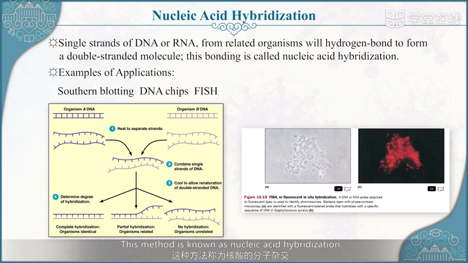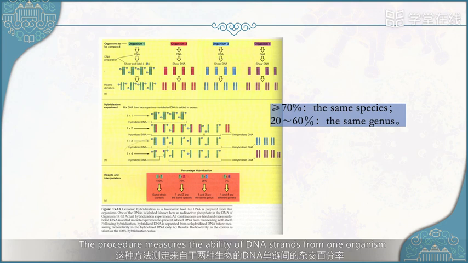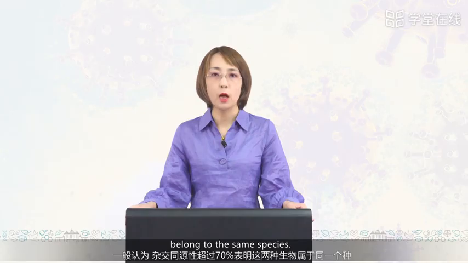This method is known as nucleic acid hybridization. The procedure assumes that if two species are similar or related, a major portion of their nucleic acid sequences will also be similar. The procedure measures the ability of DNA strands from one organism to hybridize with the DNA strand of another organism. Hybridization of 70% or more indicates the two organisms belong to the same species.